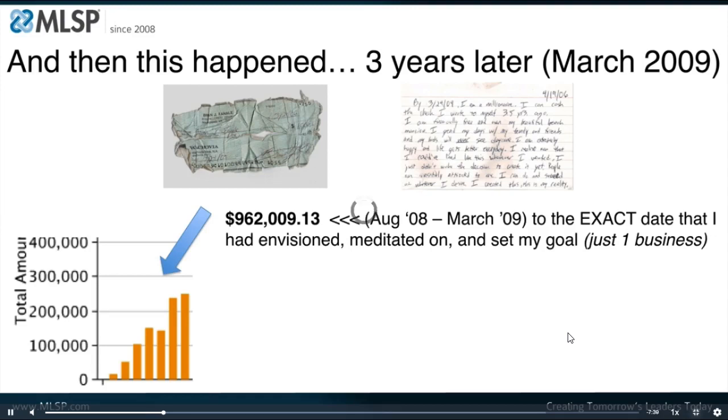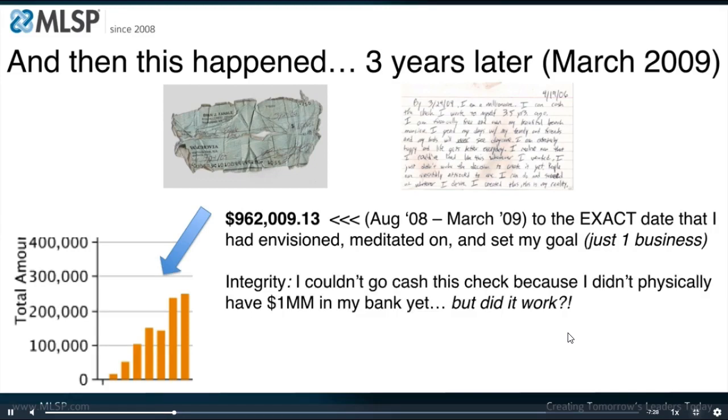was literally what one of my businesses did up to March 2009. Very, very interesting, huh? Integrity. Now, I couldn't go cash the check that I wrote there in the top left because I didn't physically have $1 million in my bank account yet, but did it work? I mean, my goodness, I'm a broke bartender, musician, earning less than $2,000 a month.